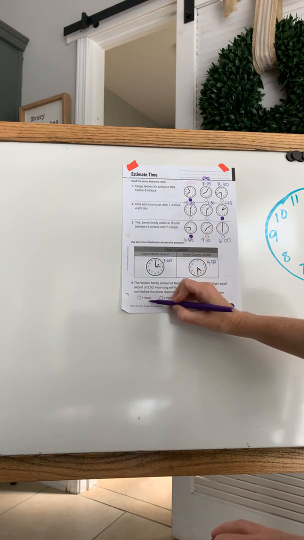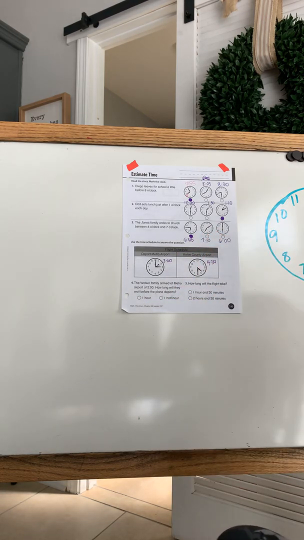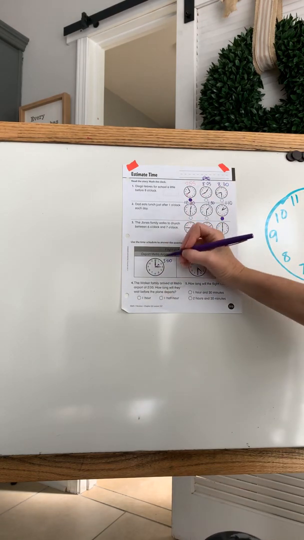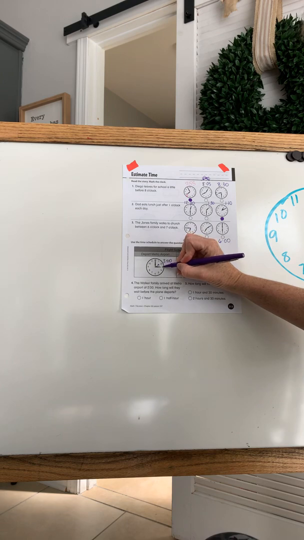Did they wait 1 hour or 1/2 of an hour? So that means 30 minutes. Did they wait 1 hour or 30 minutes? Well, we can count and see. This is when they got there, and this is when they left. So we're going to count until we get to the 3.